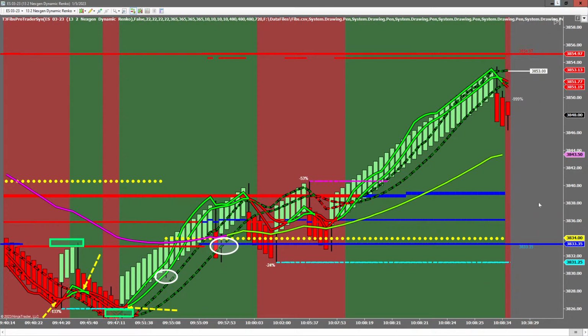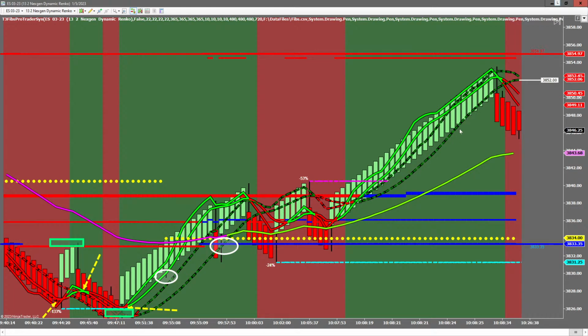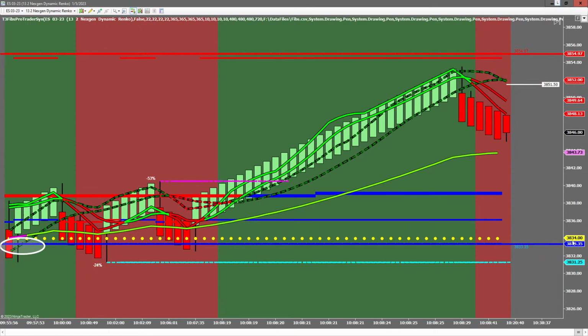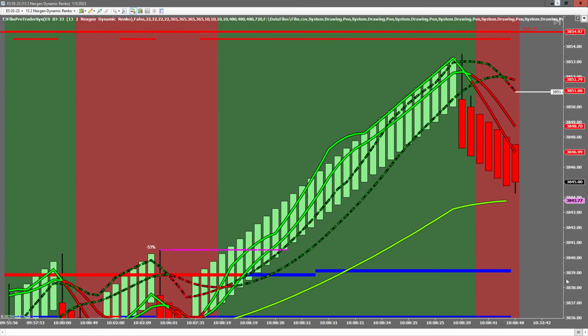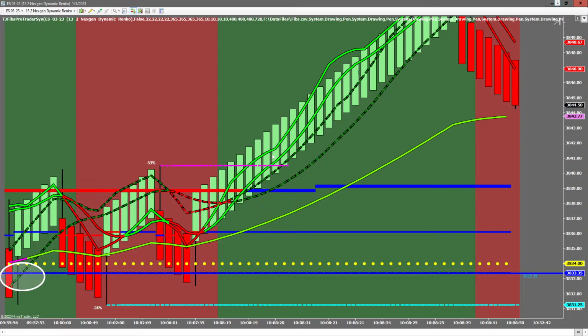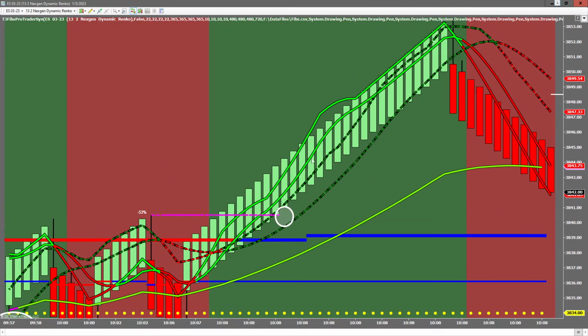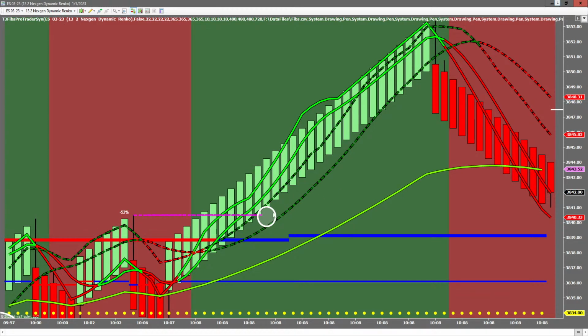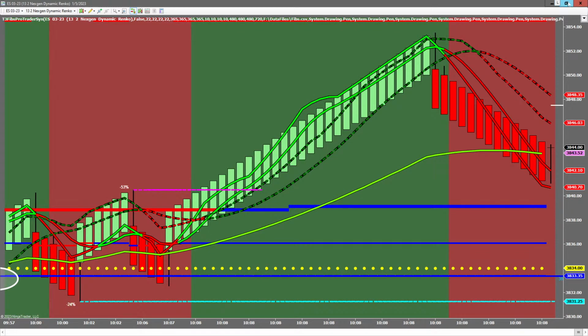Now, under nice circumstances, that would have been a little bit slower, and we would have broken out, and we would have had a little pullback, and then we would have had a long trade, and everybody would have been happy. Obviously not the case.